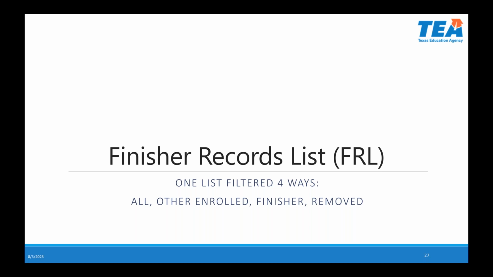Currently, the Maintain Finishers link on the ASEP menu in your green screen links to the finisher records list that reflects the enrollment status of all of your candidates. The finisher records list can be filtered in 4 ways. You can see all candidates, candidates with other enrolled status, candidates with finisher status, or candidates that have been removed. For your convenience, the upload to update functionality is available to change the enrollment status of multiple candidates simultaneously using a CSV file and bulk upload.